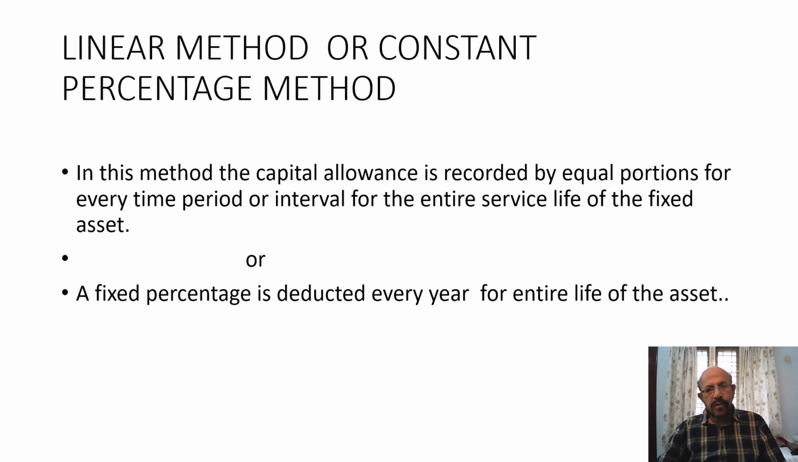Linear method or constant percentage method. This is another method of depreciation. Previously, we were discussing the straight line method. This is the linear method. In this method, the capital allowance is recorded in equal proportions for every time period or interval for the entire service life of the fixed asset, or a fixed percentage is deducted every year for the entire life of the asset.